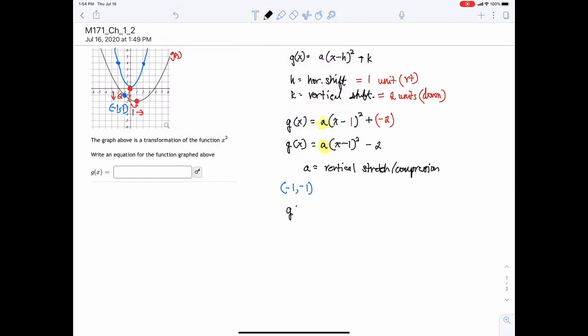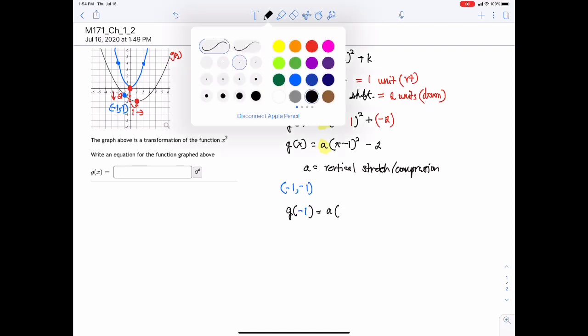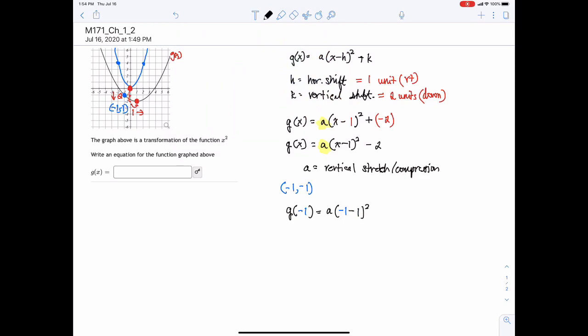So now I have g of -1 equal to a times -1, because that's x, right, minus 1 squared minus 2. Since this whole g of -1 is -1, that's the output here, we get -1 equal to a times -2 squared minus 2, and then we get -1 equals 4a minus 2.